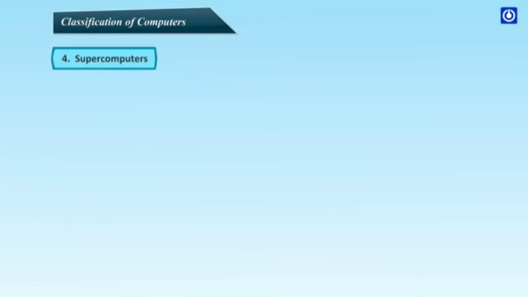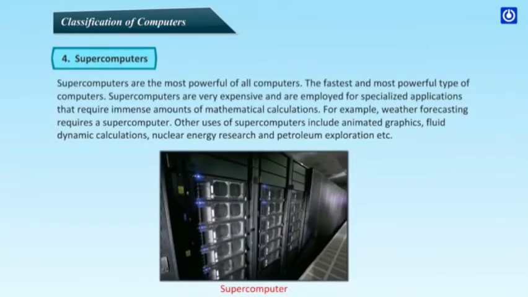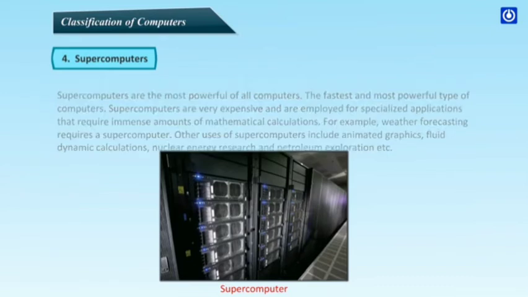Fourth, supercomputers. Supercomputers are the most powerful of all computers. The fastest and most powerful type of computers, supercomputers, are very expensive and are employed for specialized applications that require immense amounts of mathematical calculations. For example, weather forecasting requires a supercomputer. Other uses of supercomputers include animated graphics, fluid dynamic calculations, nuclear energy research and petroleum exploration, etc.